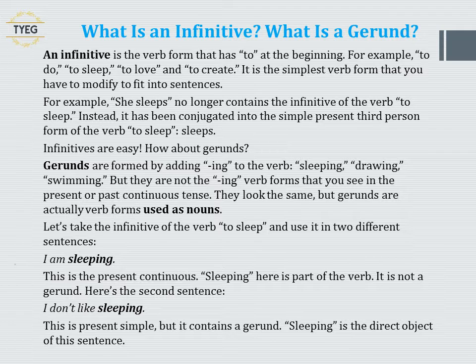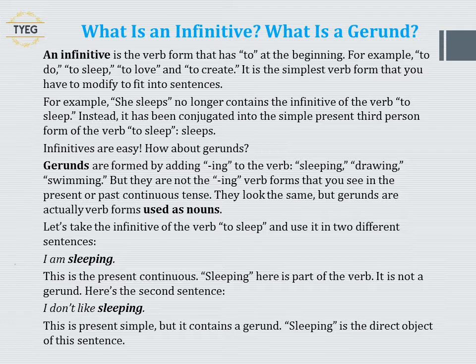Gerunds are formed by adding ing to the verb: sleeping, drawing, swimming. But they are not the ing verb forms that you see in the present or past continuous tense. They look the same, but gerunds are actually verb forms used as nouns.